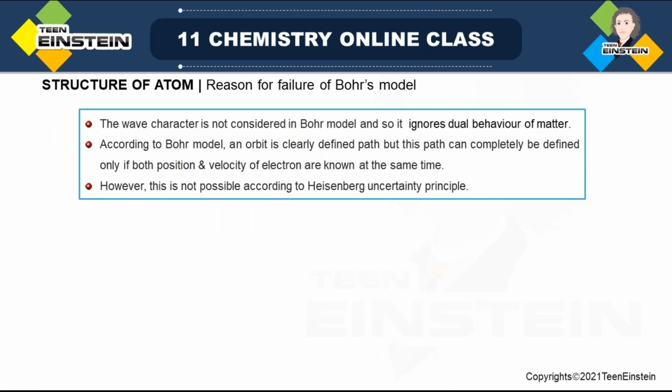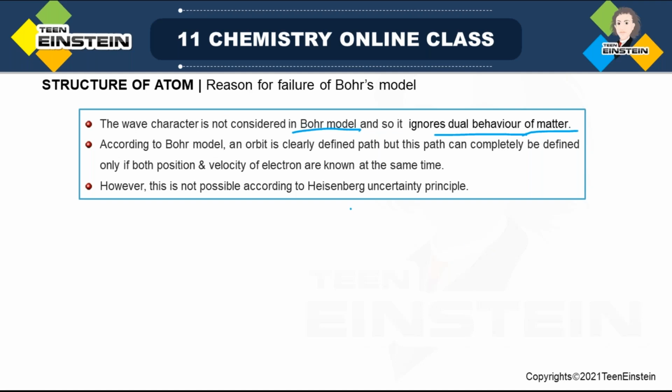Reason for failure of Bohr's model. So Bohr's model, the main reason is de Broglie concept. Another one is Heisenberg uncertainty. Fine. So according to de Broglie, dual nature of matter exists, but in Bohr's model we completely ignored that. The wave character is not considered in Bohr model. Basically, it has ignored the dual behavior of matter. But according to de Broglie's equation, we have seen dual behavior of matter existing. So that is why we cannot further extend this model. This is one of the reasons.